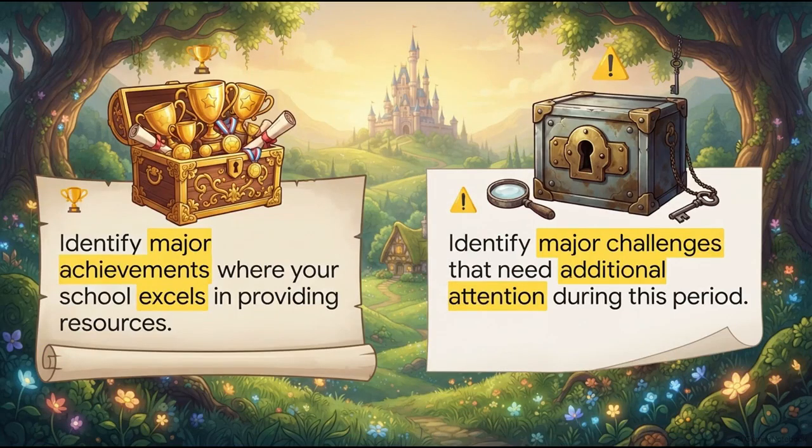As you work your way through the questionnaire for every single standard, whether that's leadership, student support, or teacher support, you are required to explicitly balance your reflection. On one hand, you need to identify major achievements from the review period, those spots where your school has shown real growth or excels at providing resources. But you also have to be completely honest about the major challenges, the areas needing some TLC. It's a balancing act between celebrating your wins and offering constructive critique.